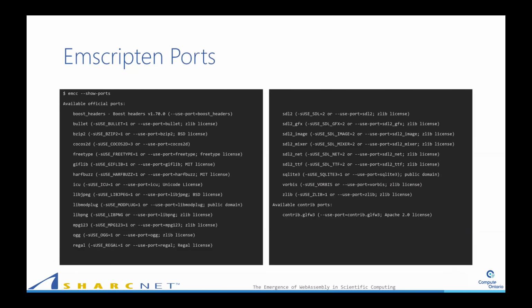A good thing about Emscripten is that it has some ports, which is a collection of useful libraries ported to Emscripten. You can list them with the show ports option while you're using the emcc or em++ compiler. As you can see, for example, all Boost headers are already included, and there are some other libraries that you can use if you want. So, for example, SDL2 is there, and you can use it out of the box.